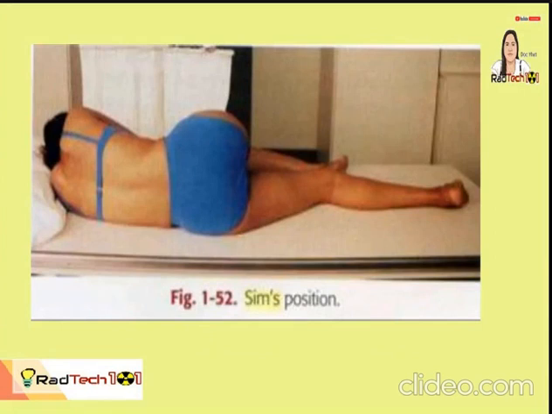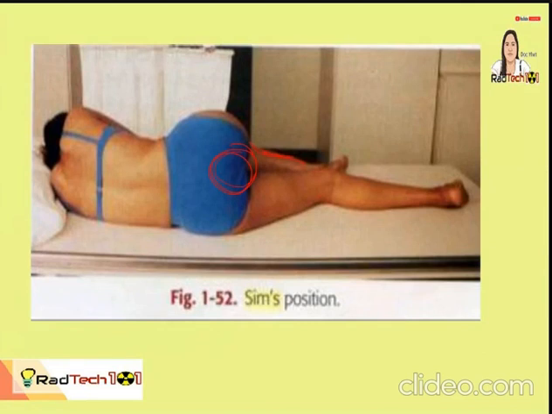So, nearly lateral. So, this is left lateral oblique. So, yung kanyang right leg is on top of the left leg. So, para maganda yung visualization ng anal area and mas madali siyang mag-insert ng catheter.